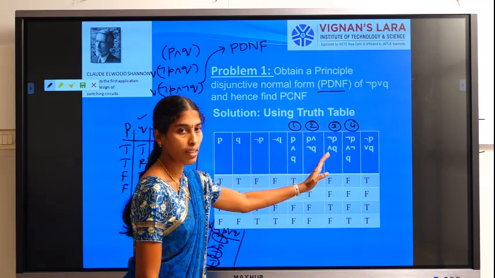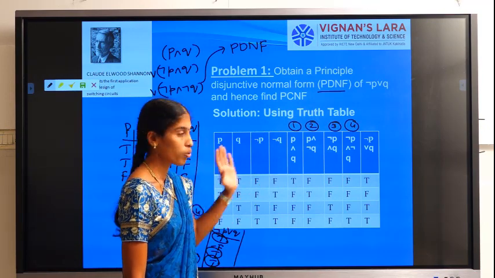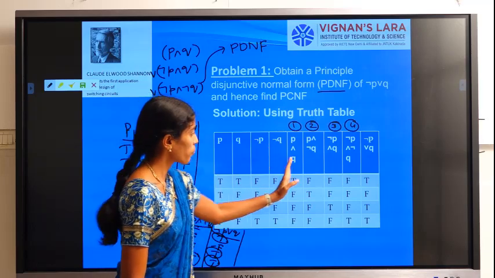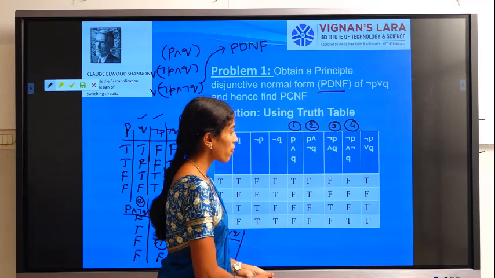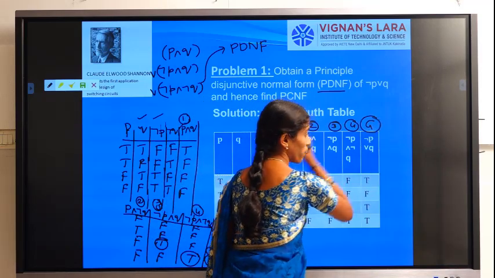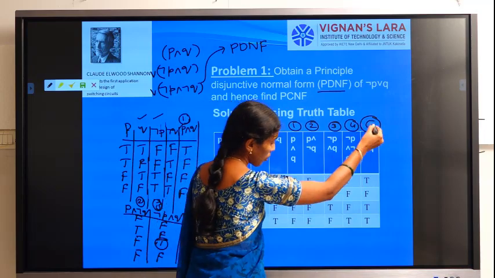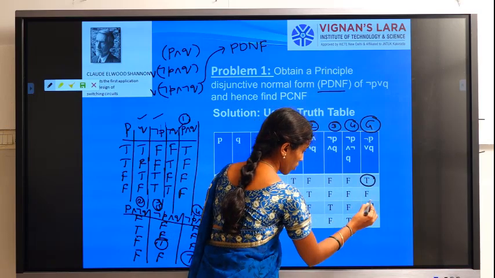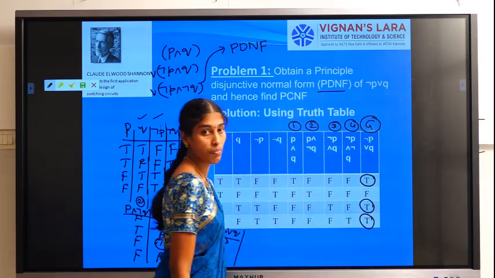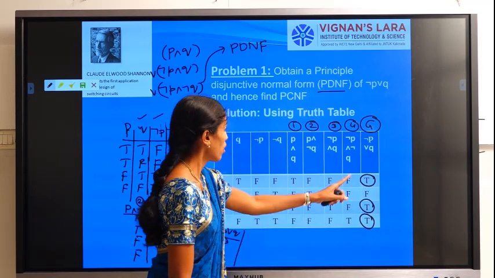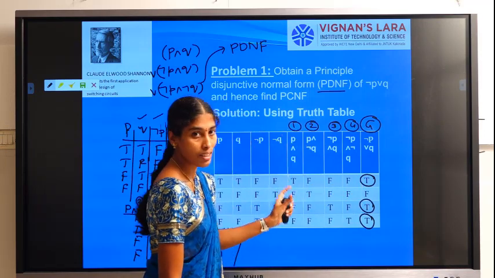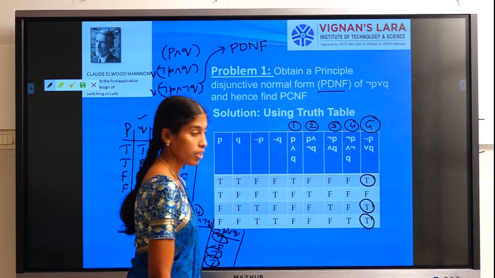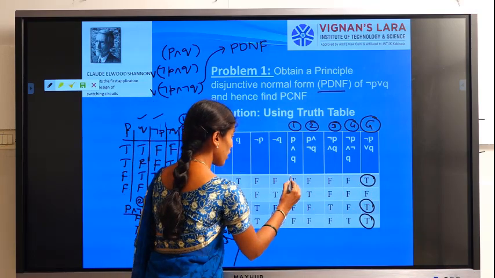To find these min terms, we require negation P and negation Q. So first column P, second one Q, corresponding negations in the third and fourth columns. Then we find the corresponding min terms. The final column is the given proposition. Check the truth values in the given proposition. Where the truth values are true, just mark these T values. Corresponding to this T, among the 4 min terms, only in one case it is T. If you are getting more than one case, the problem is wrong. So corresponding to this T, the first min term is T.